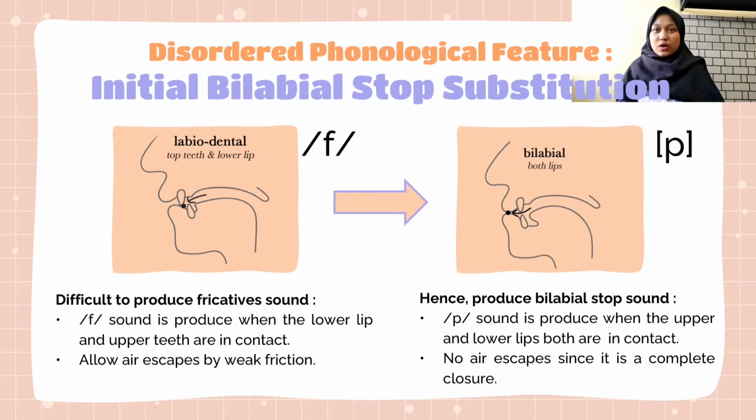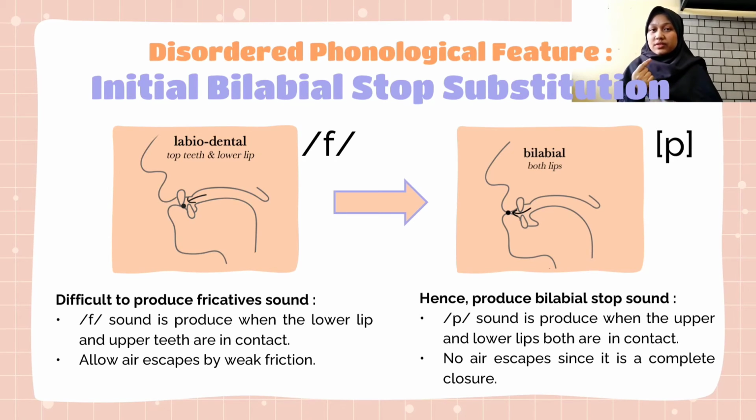On the other hand, we also notice stopping in which there is a problem in pronouncing the voiceless labiodental fricative sound, which is F. It is also considered a disordered phonological feature which involves initial bilabial stop substitution. For example, a word like fought is pronounced as pought. This is influenced by the difficulty of making the lower lip and upper teeth come in contact to produce the F sound, and to allow air to escape with weak friction through the mouth.